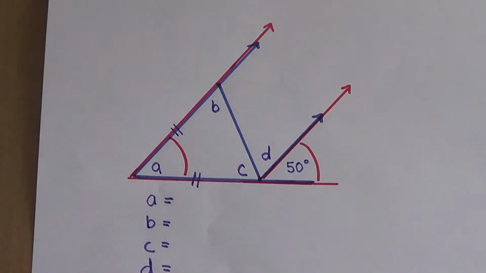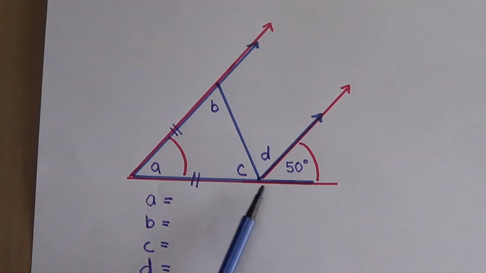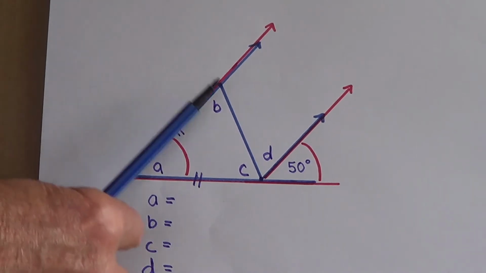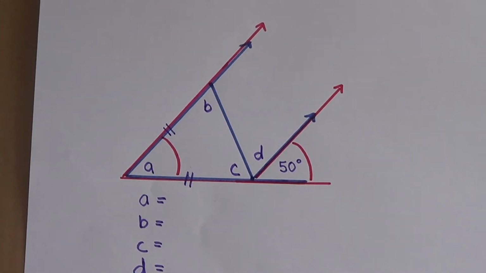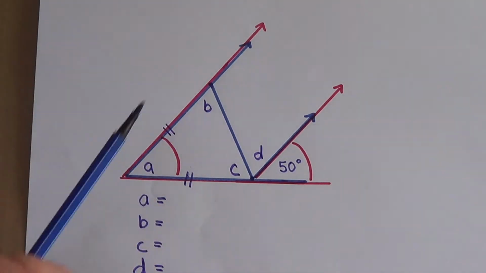Well, right, here's a complex question. It's got a couple of parallel lines in it. It's got a straight angle here. It's got a triangle here, and the triangle is an isosceles triangle. And they give you one angle, that's 50 degrees. So that's where you start, and you look at angle A.